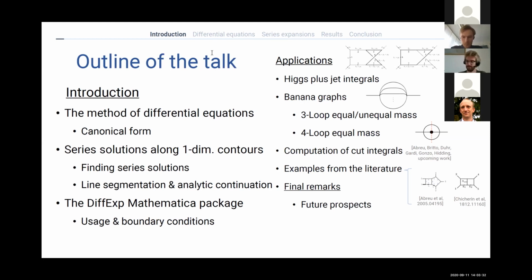Now, I'll discuss a few applications. So I will in particular talk about some banana graphs, three-loop, and even a four-loop example. And then I will also discuss some Higgs plus jet integrals that we computed in a large collaboration in the past, and which provides some context for all of this.